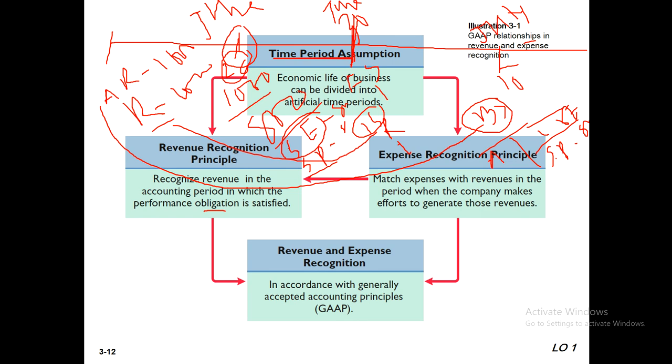Earlier we had accounts receivable of $1,000. On June 30, when we prepare our financial statements, the income statement and balance sheet, we match these amounts. This $1,000 is our revenue and $800 is our expenses. Matching these amounts, $200 is our profit. I think everybody is clear.